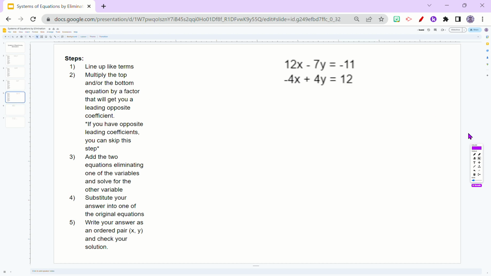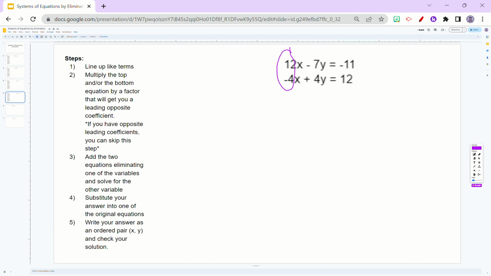Let's look at one more similar example to the last couple, and then we'll go over some special cases. Step 1, line up the like terms. Yes, they are already lined up. Our x's are lined up, our y's are lined up, and our constants are lined up. Perfect. Next, we are going to multiply the top or the bottom equation by a factor that'll get us leading opposite coefficients. All right, let's take a look.